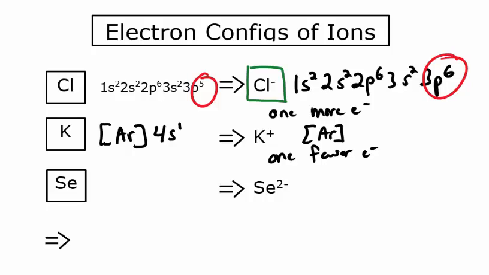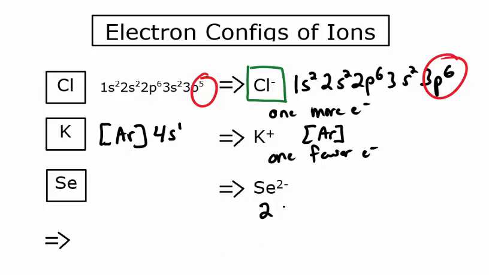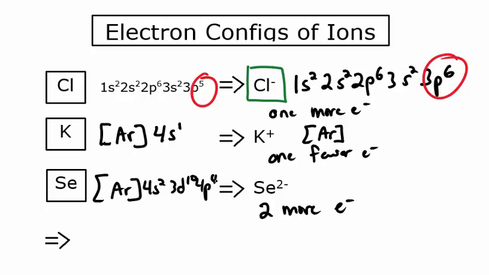For selenium 2-, we're going to have to add 2 more electrons to the selenium configuration. Okay, selenium is argon 4s2, 3d10, 4p4. Those last 2 electrons will go in the 4p4, making it 4p6.